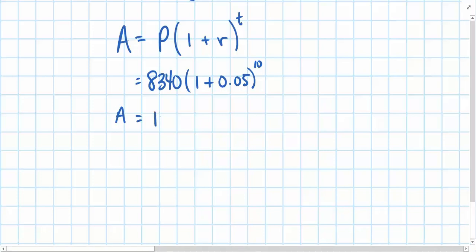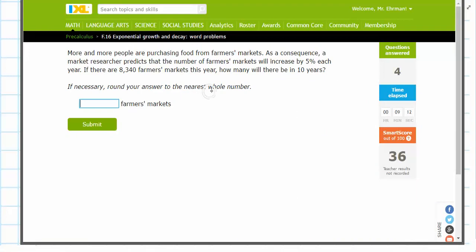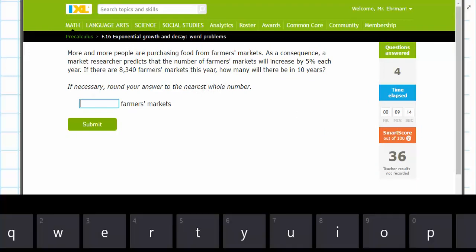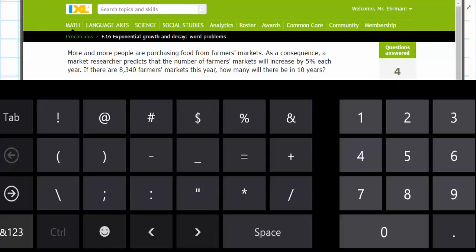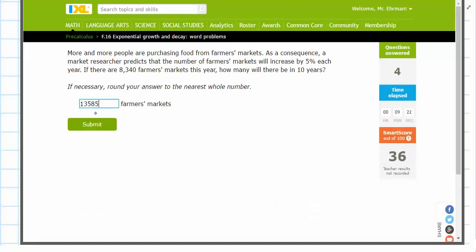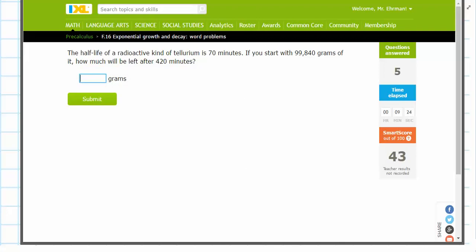And this calculates to 13,584.9812, but our instructions did say to round to the nearest whole number. So let's go ahead and call that one 13,585. 13,585 farmers markets. And we're back to the same type of question we saw a minute ago. So let me work on this, and I'll keep working forward until I find a new style of question, and I'll come back and help you with it.